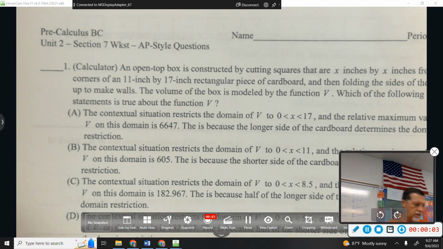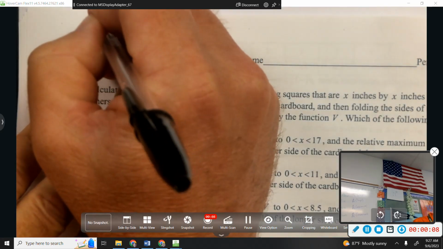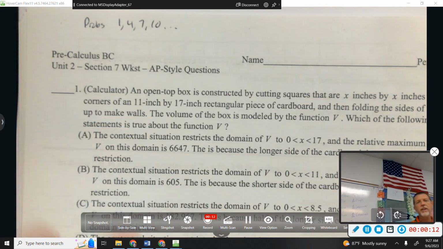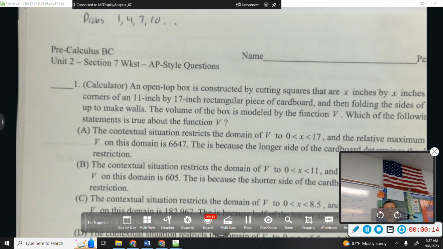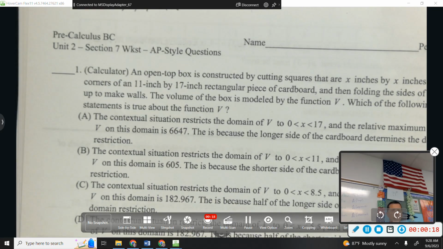Worksheet 7. This will be video number 1, so this will be problems 1, 4, 7, 10, etc. And somebody stop me if I start adding 3 wrong and get off on the wrong pattern here.